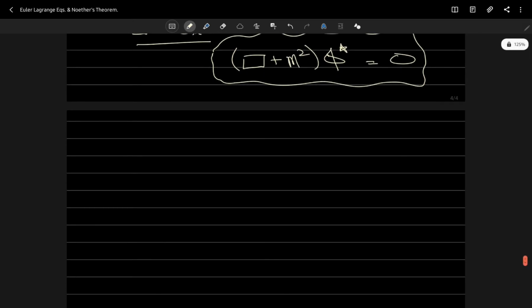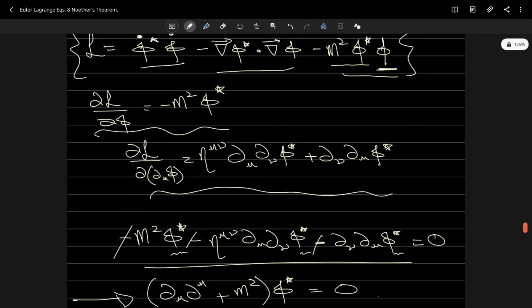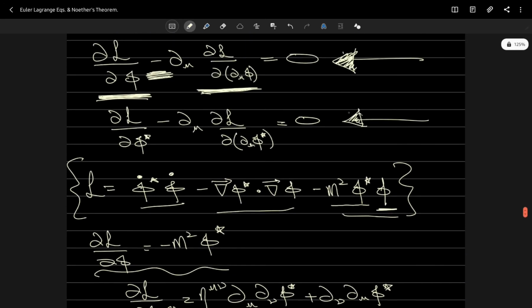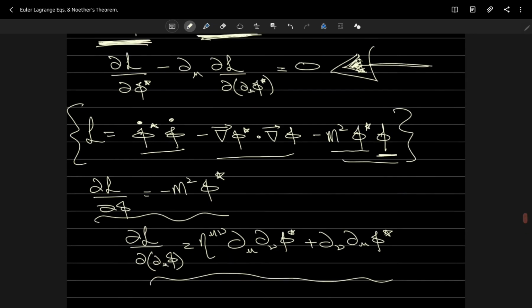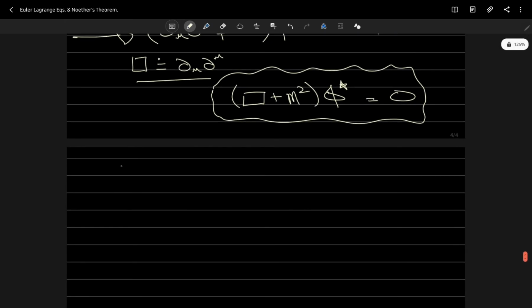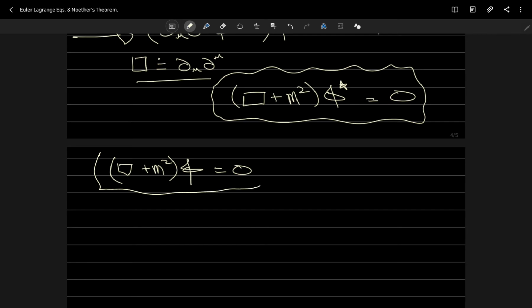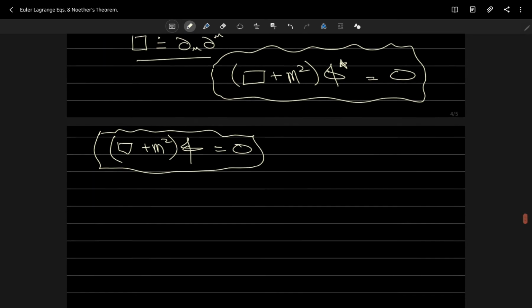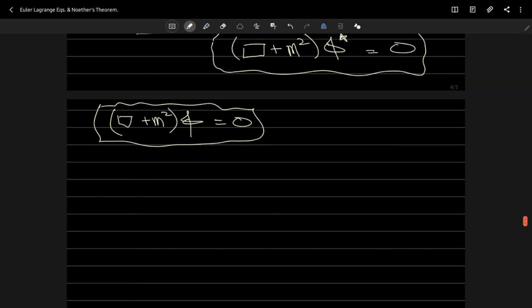And you would have another one, and like I said, it is your job to derive that using this Euler Lagrange equation, right? And you would see that what you would get is D'Alembert plus m squared times phi is equal to 0, right? So these are the two equations of motion that you have for your two independent fields.